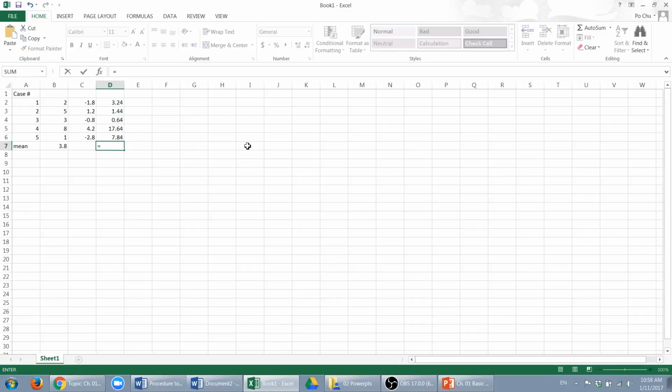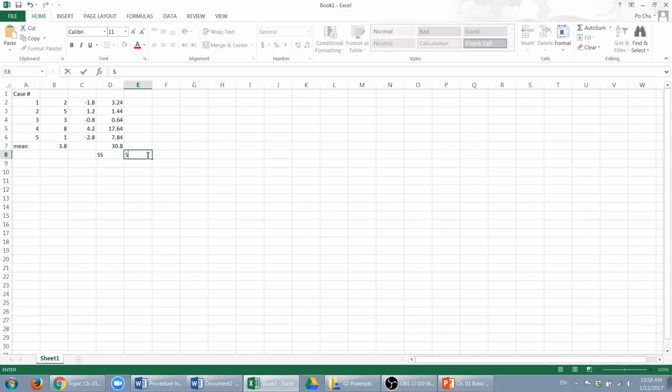So equal sign, SUM. That means you want the system, the Excel to add everything up together, right? Parentheses, and what are the numbers you want to add up? Just highlight them. These 5 numbers. Parentheses and enter. This is sum of square. Right. And then finally, what is the variance?